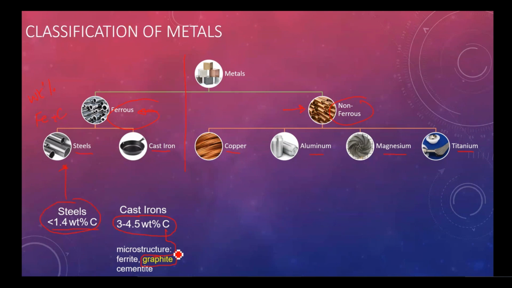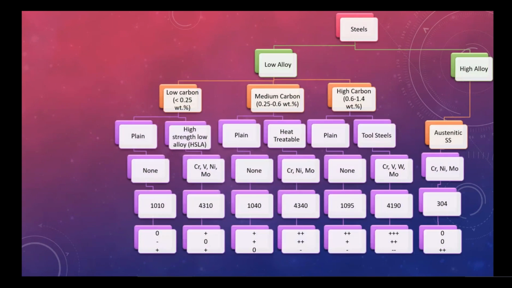Why? Because there is more carbon in it, so it normally forms graphite in the cast iron material. But for now, you need to understand the distribution of carbon within steels and cast iron. Now, with specific regard to steel, steel is further classified into very specific subcategories.